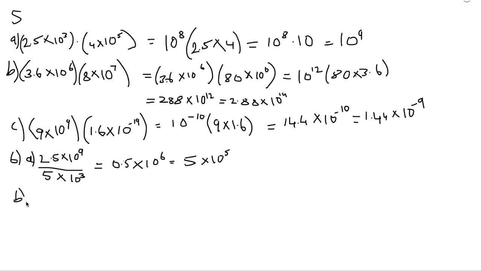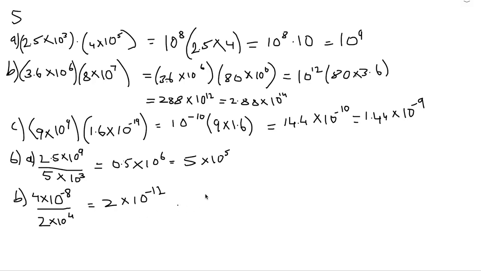Now next question, 4 times 10 to the power negative 8 divided by 2 times 10 to the power positive 4. This one, 4 by 2 equals 2, and the 10 to the power 4 goes from the numerator to the denominator and becomes 10 to the power negative 4. So negative 8 plus negative 4 will become negative 12, 10 to the power negative 12.